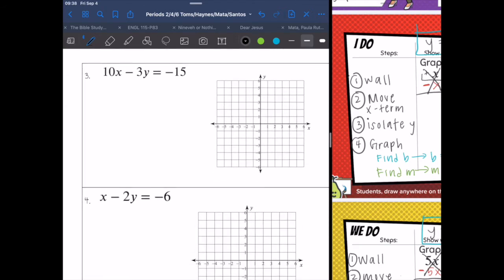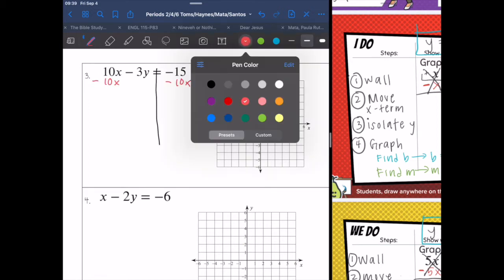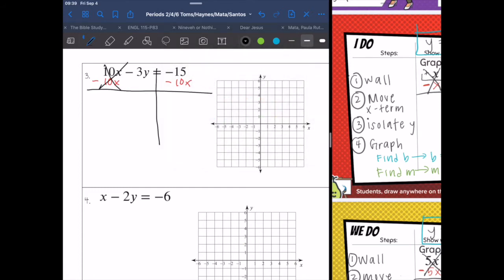We have 10x minus 3y is equal to -15. I draw my wall. Then I move my x term to the other side by doing the inverse of +10x, which is -10x. This cancels. I drop the -3y down, and then I drop everything else down, -15. I'm putting that x first always, before the constant, before the y-intercept.